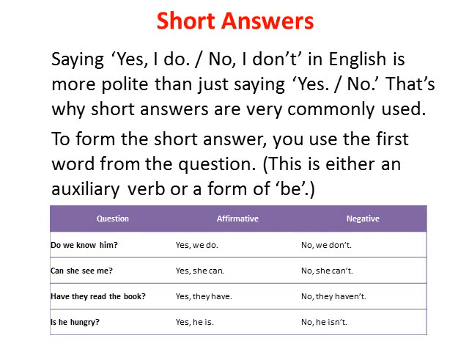So I'm going to say either yes I do or no I don't, according to the question we have. So to form the short answer you use the first word from the question. This is either an auxiliary verb or a form of be.